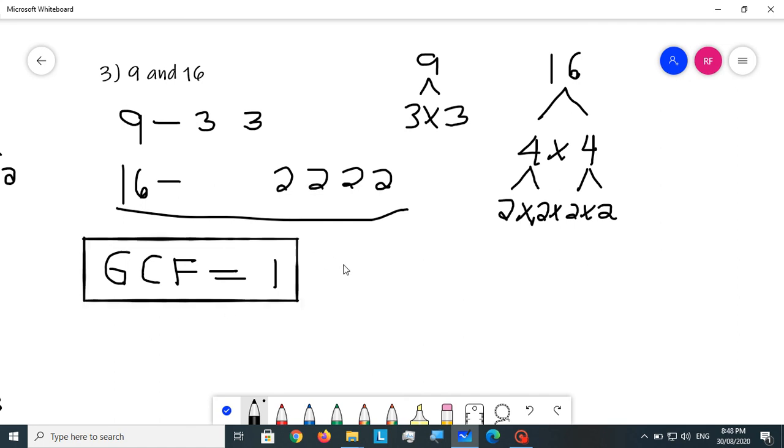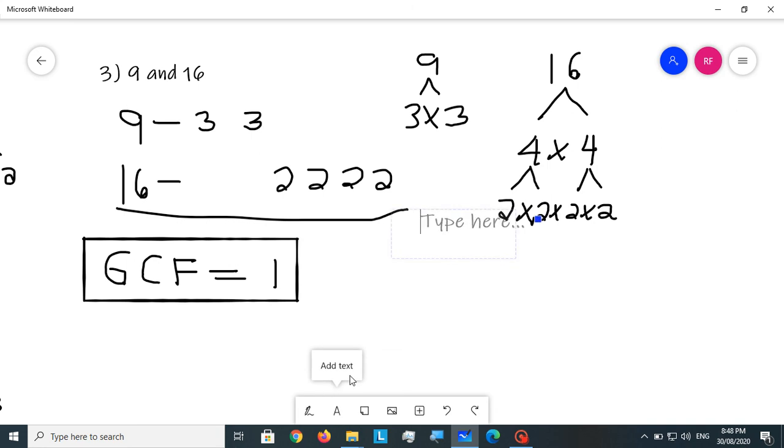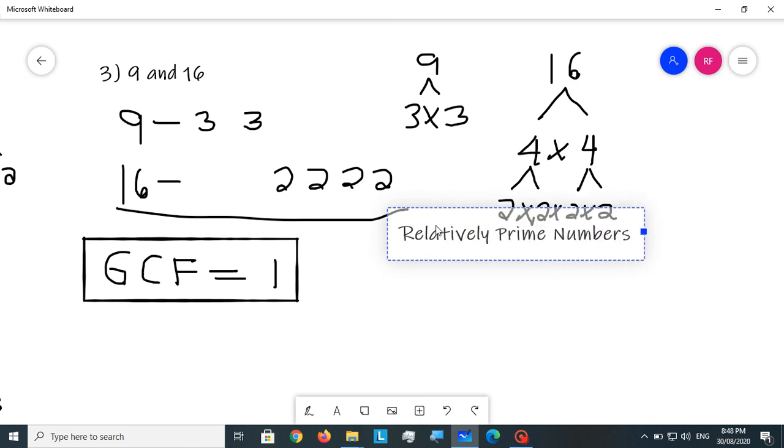And if the GCF of two or more numbers is 1, they are called relatively prime numbers. So they are relatively prime numbers.